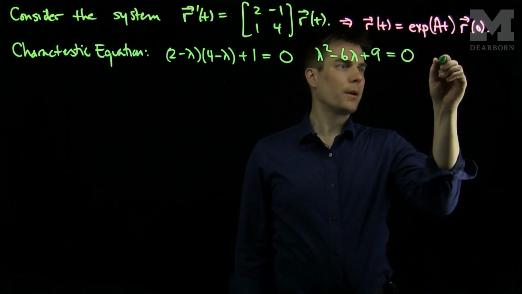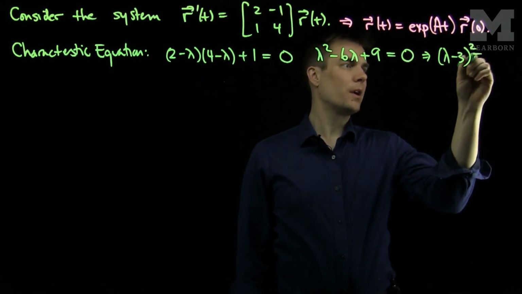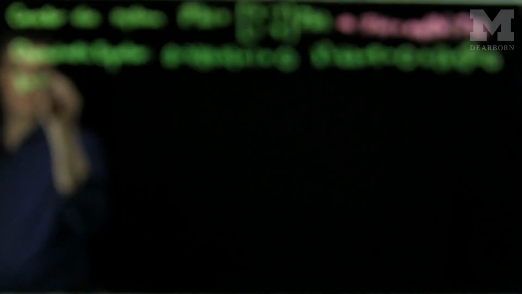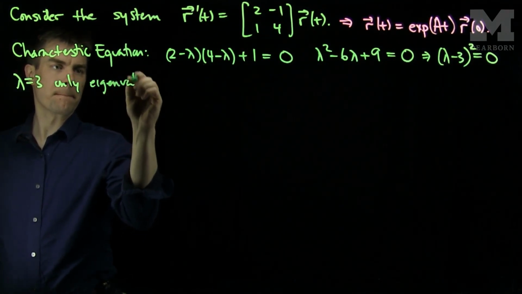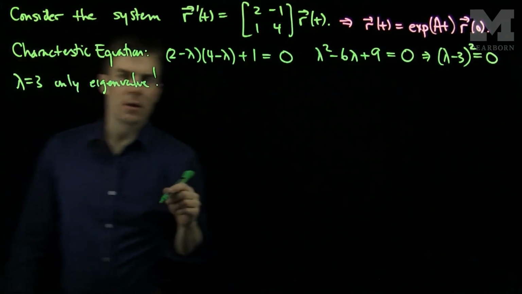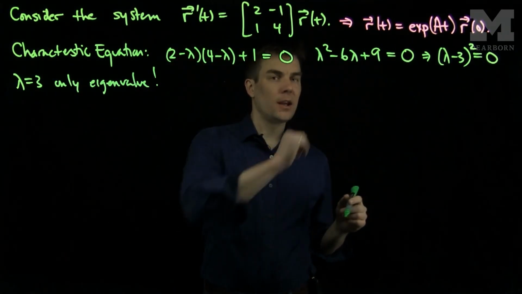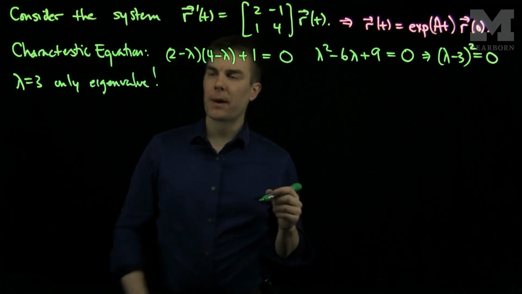This is a perfect square. This is (lambda minus 3) squared equals 0. So in this case, we only have one eigenvalue. Lambda equals 3 is the only eigenvalue, which means we won't have enough eigenvectors to form the PDP inverse diagonalization. What we'll do instead is we'll solve the problem by reduction of order.